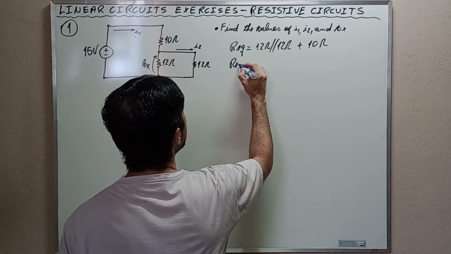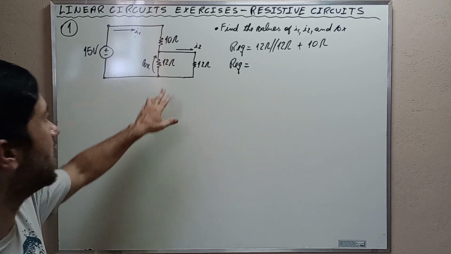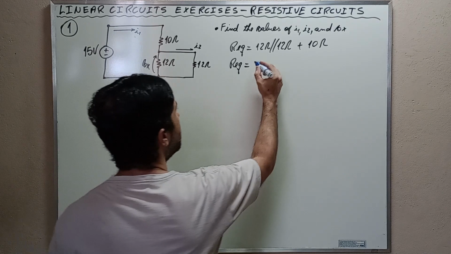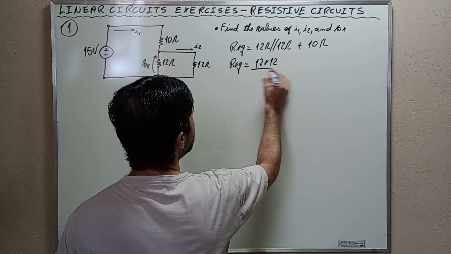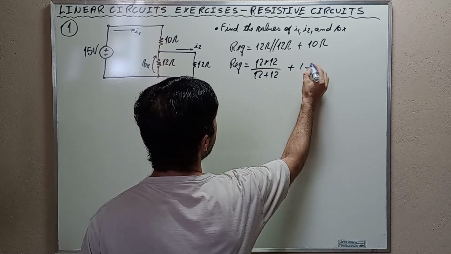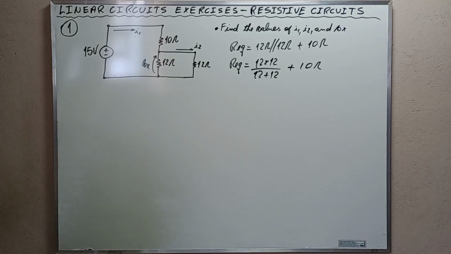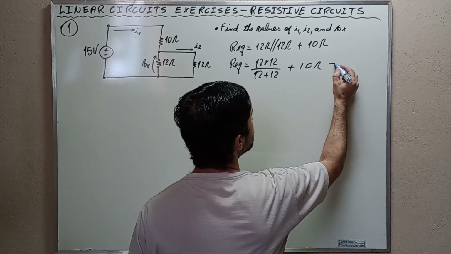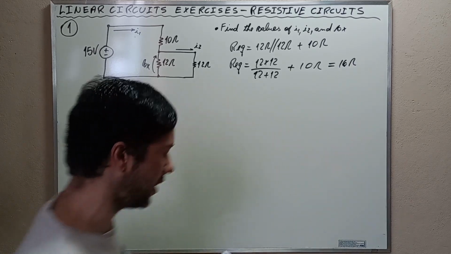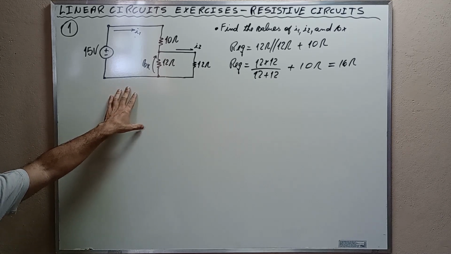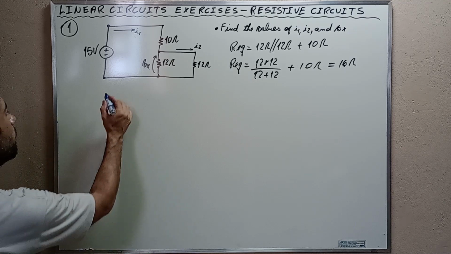How do we calculate the equivalent resistance of a parallel connection? We multiply them and divide by the sum. If we carry this out, we find 16 ohms. This is the equivalent resistance of the circuit. Using it, we can simplify the circuit, and it will be reduced to this.